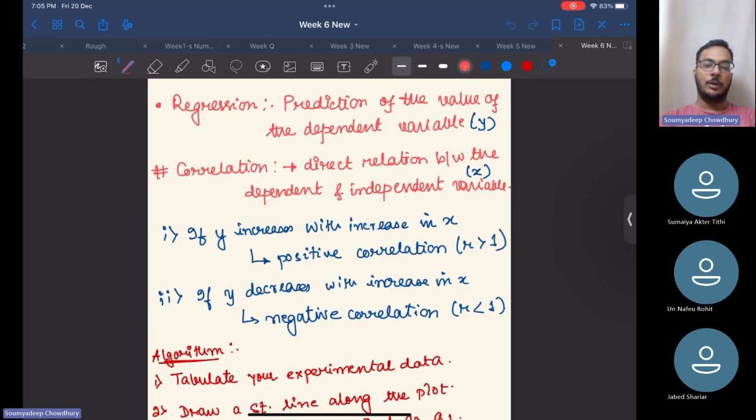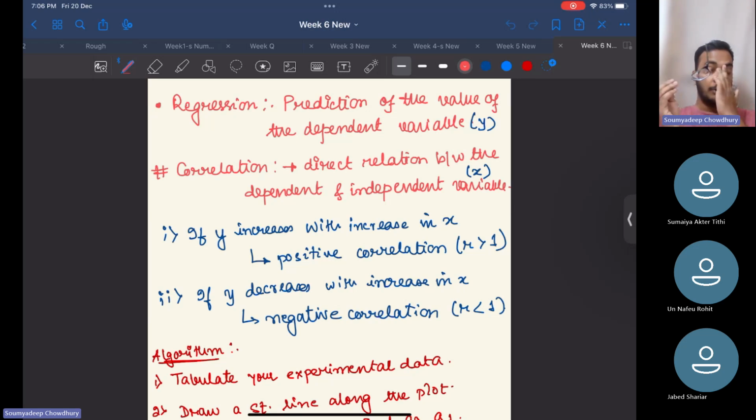So first of all, you plot the data on your graph sheet or using any software, just the data points, a scatter plot, and try to understand which relation can best fit your data. If you see a linear relationship, that is a straight line between the dependent and the independent variable, then we perform what is called linear regression.